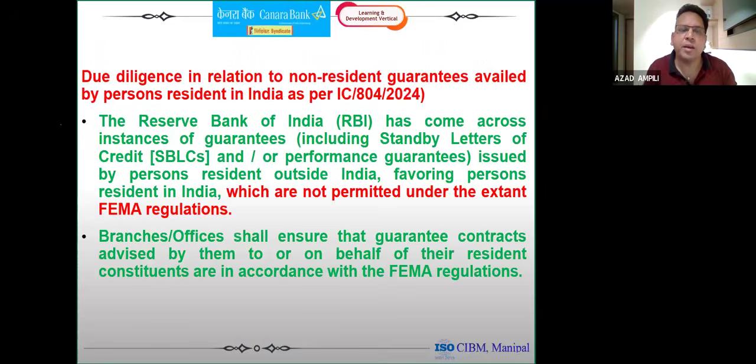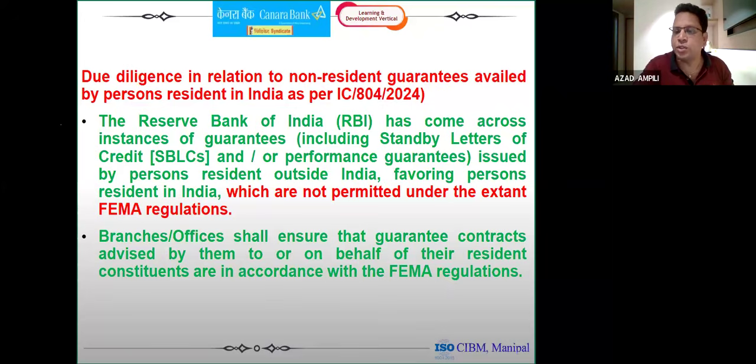Yes. Now, next we are coming to due diligence in relation to non-resident guarantees availed by persons resident in India. In this circular 804/2024, RBI is saying standby LC. Standby LC is nothing but guarantees only. They will say standby LC, in India we will say it is guarantee. Standby LC is in the US. There is no guarantee term. They'll use the standby LC word. Guarantees issued by persons resident, like people to people, is not at all permitted as per FEMA regulations.